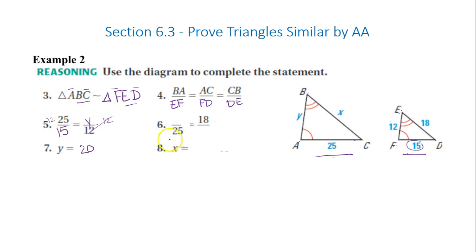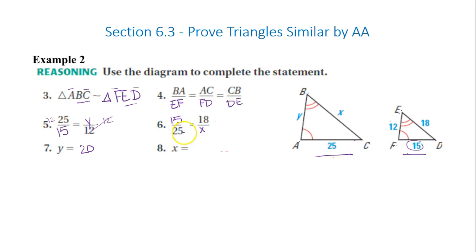Okay, let's do the same thing with 6 and then 8. So number 6 here, it says 25. Well, we already said 15 was the corresponding side, so put that above 25. And then 18 over what? So 18, the corresponding side for that is BC. So write X.